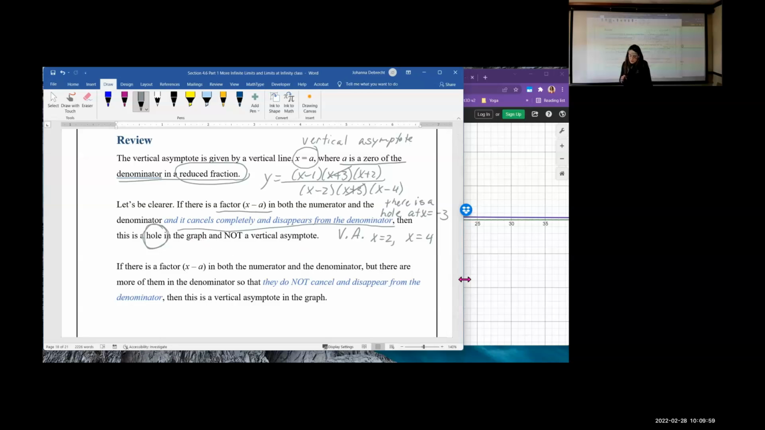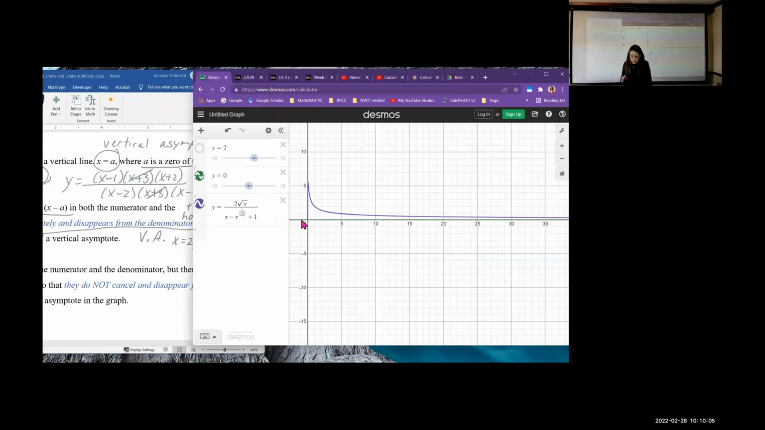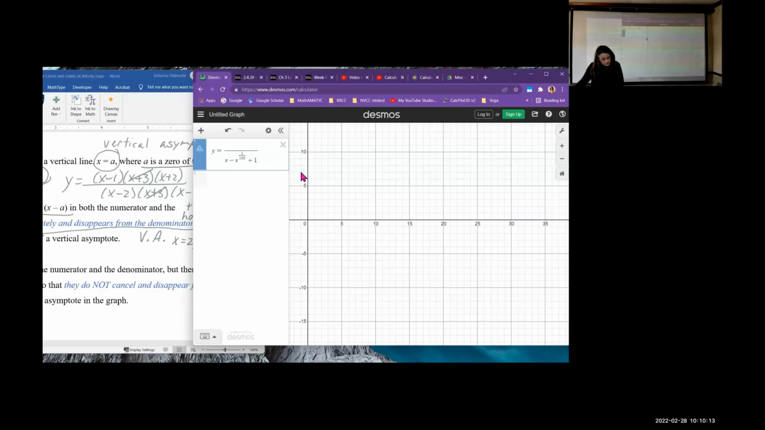So let's take a look at this particular one and let's go ahead and graph it so you can look at the graph and see how the relationship is going. So let's take all that off. So I have x minus 1. Do I have to put x plus 3 in here or not?